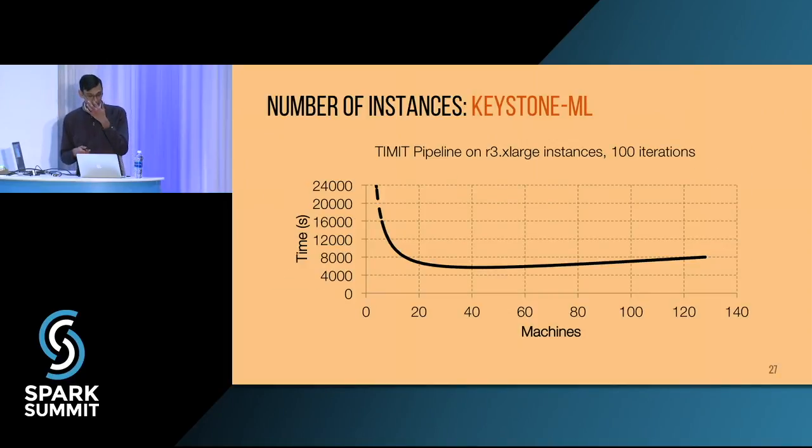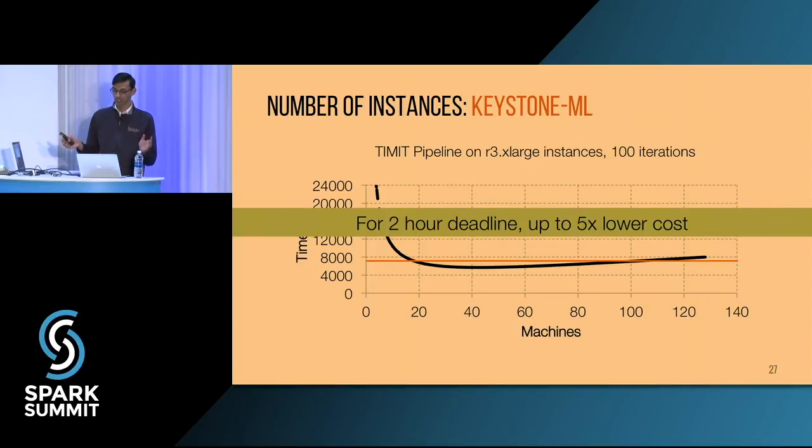Let's start with the same Timit pipeline that I used as a motivating example before. This graph shows the scaling curve for that particular workload on r3.xlarge instances when running 100 iterations. One of the big advantages of having this model is that, let's say we had a 2-hour deadline, then we could pick around 18 machines to run this on EC2, instead of picking, let's say, 100 machines or so. Thus we could get up to 5x lower cost just by knowing that around 18 machines is good enough to hit my 2-hour deadline for this particular job.